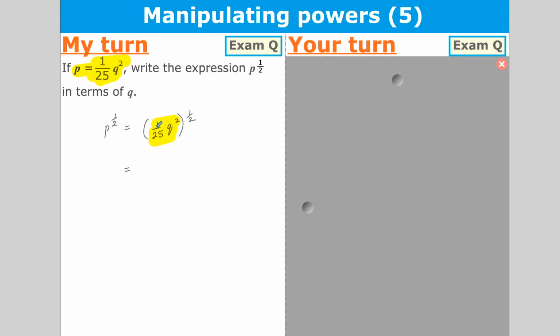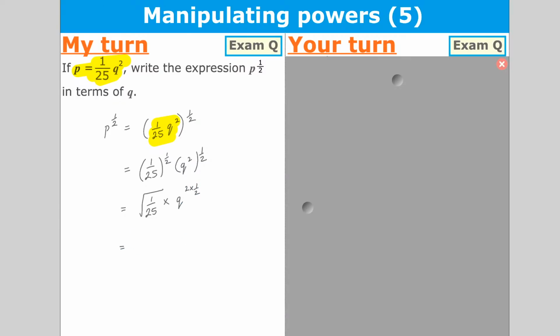So what we're going to say, break that up into 1 over 25 to the half and q squared to the half. That's just breaking that out. Now, 1 over 25 to the half. Remember, a half means the square root of. So this is just the square root of 1 over 25. And we're multiplying it by q squared to the half, power of the power. That's q to the 2 times a half.